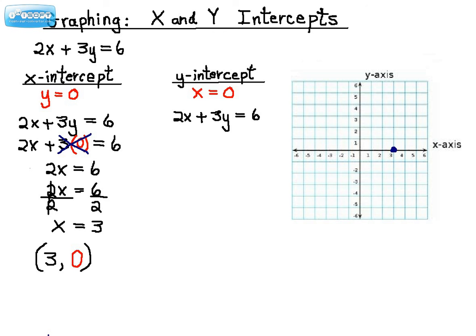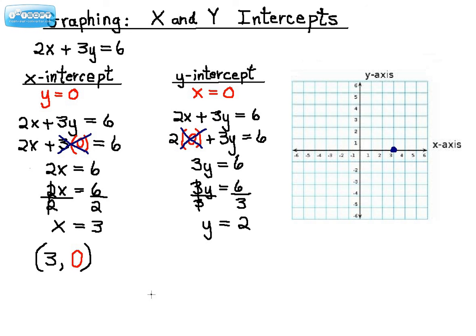Next we want to find our y-intercept, so we're going to put 0 in place of x. We know that any number times 0 is 0, so this makes our x term disappear, and we're left with 3y equals 6. Now we want to finish solving our equation for y.